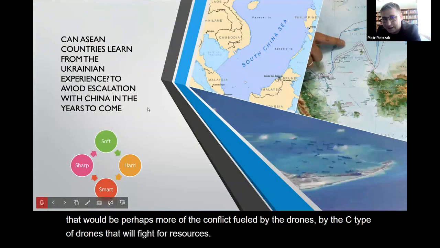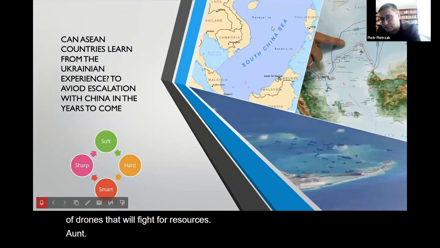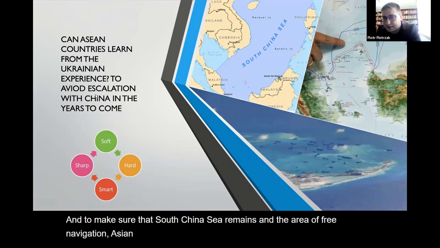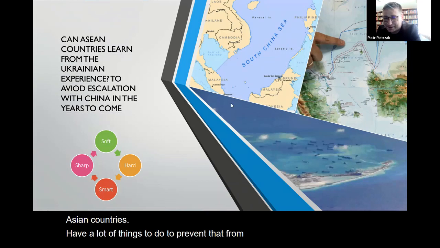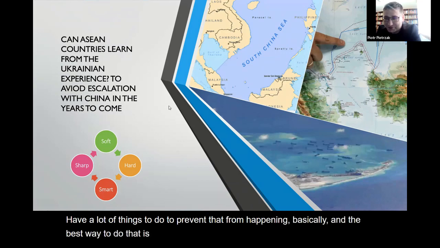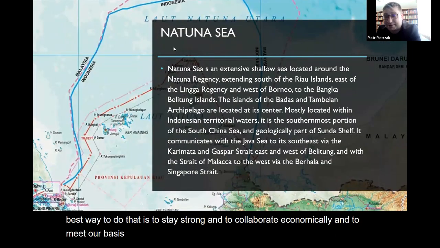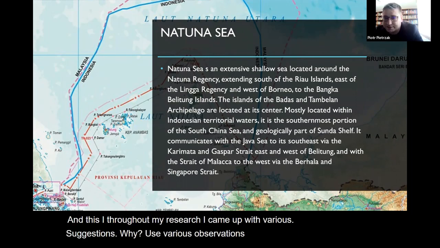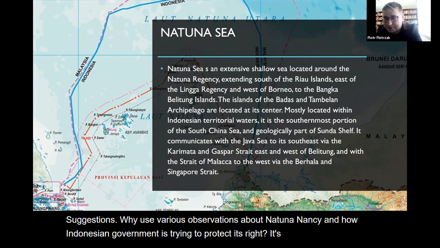And in order to make sure that South China Sea remains the area of free navigation, ASEAN countries have a lot of things to do to prevent that from happening, basically. And the best way to do that is to stay strong and to collaborate economically and on military basis. And throughout my research, I came up with various suggestions, various observations about Natuna Sea and how Indonesian government is trying to protect its right, its territory.